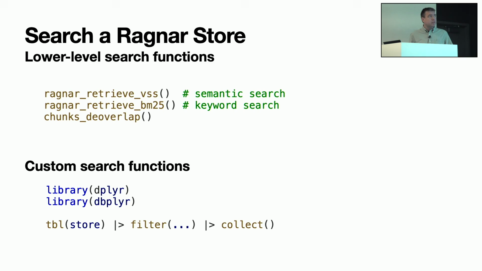If ragnar retrieve does too much or too little for you, there are some lower level building blocks you can use to do just semantic search or just keyword search. And I want to point out that if those functions also aren't quite at the right level of abstraction, because this is a DuckDB store, you can write your own. You can do whatever you want.